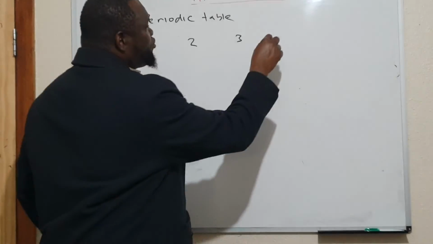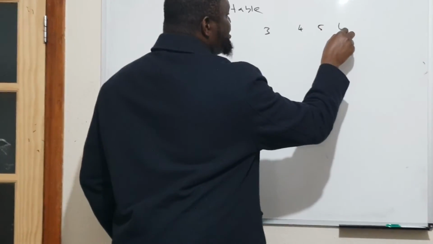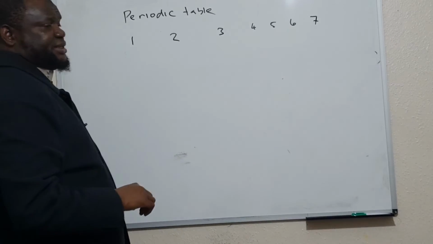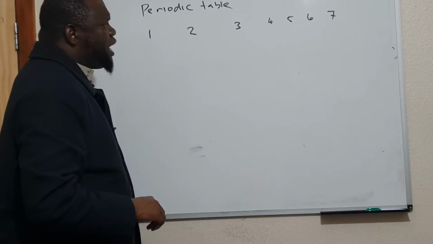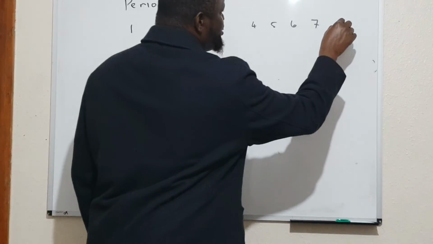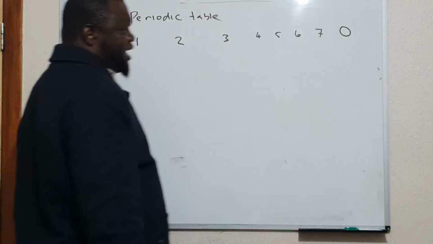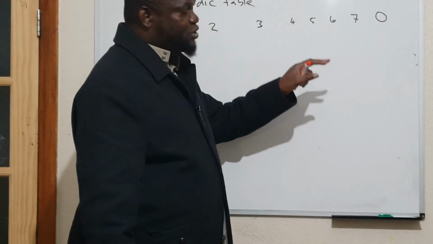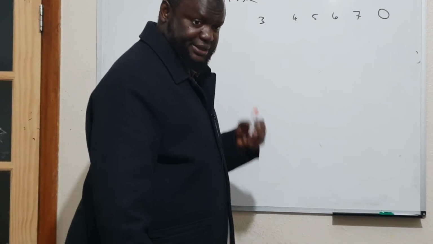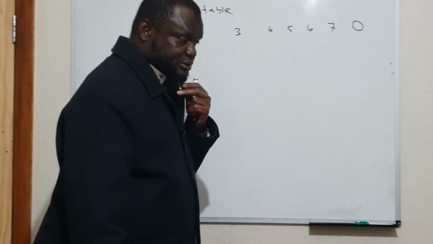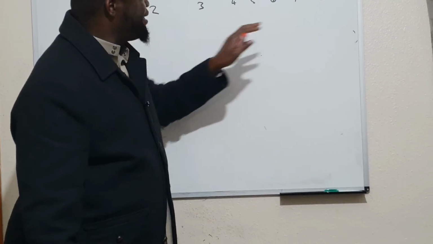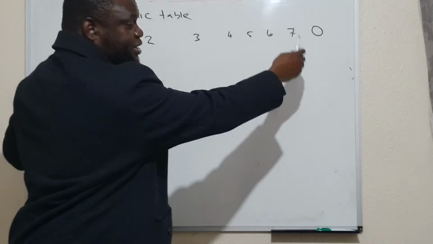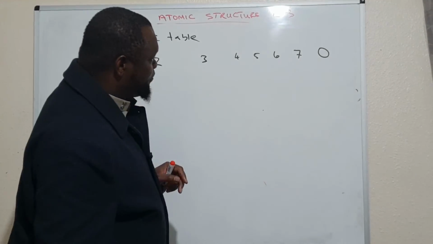Now, you go on to group 4, 5, 6, 7. Then 8 they don't call group 8, they call it group 0, the noble gases, because they have 8 in the outermost shell. We will learn all that. What are the characteristics of noble gases?